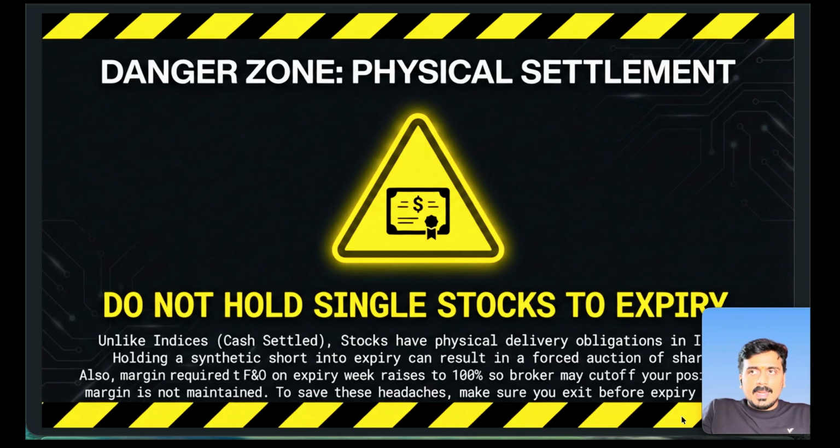So if you are by any chance doing equity FNO, the positions have to be closed before the expiry week, and also the broker may automatically square off your positions in the expiry week because the margin is 100%. If you don't have the margin, they will just square it off at whatever loss or profit you are currently at. To avoid that, you better plan accordingly and square it off.